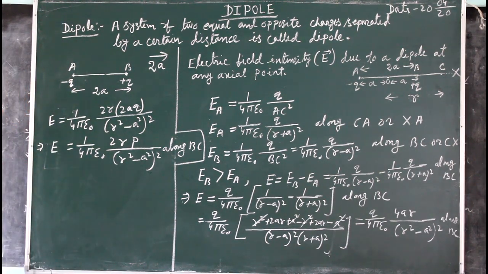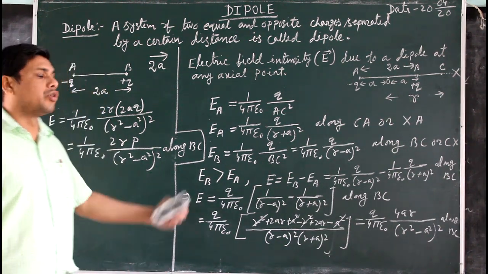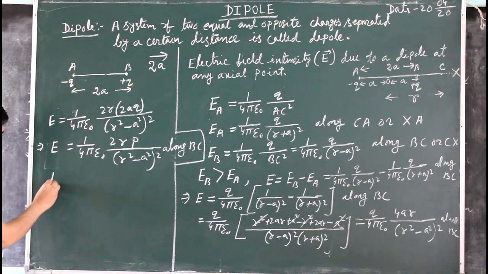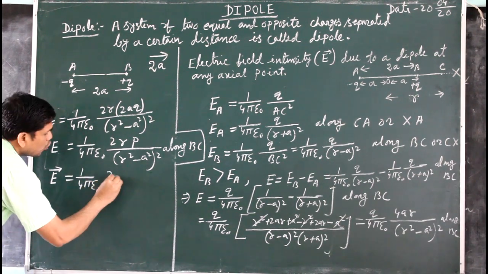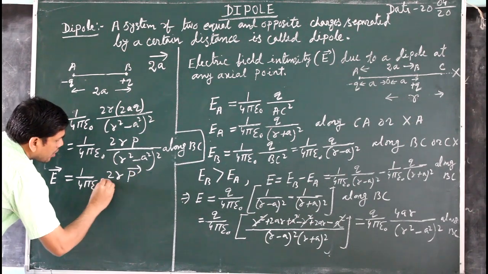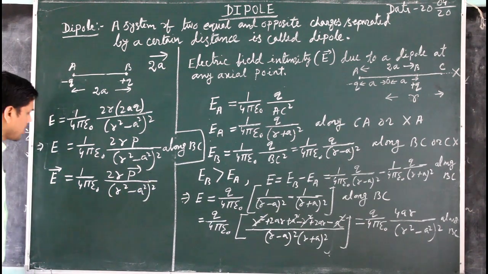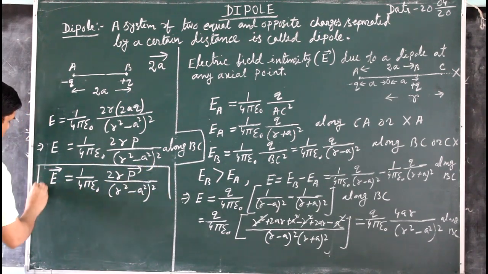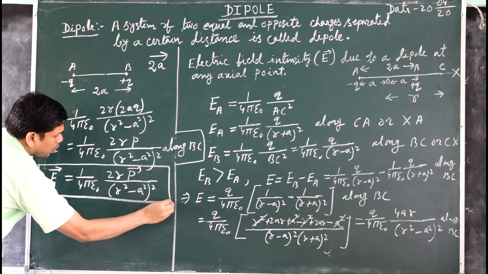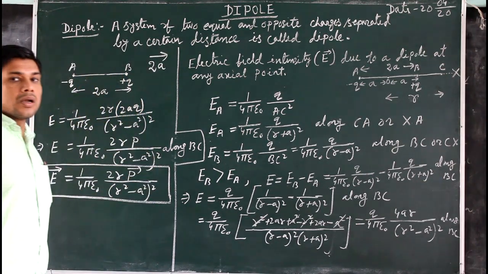Now in vector form, as we know, electric field is a vector quantity and dipole moment is also a vector quantity. So in vector form we can write this expression like this: vector E equal to 1 by 4 pi epsilon naught 2r vector p by r square minus a square whole square. Okay, this is the expression of resultant electric field due to a dipole at any axial point at distance r in terms of dipole moment.